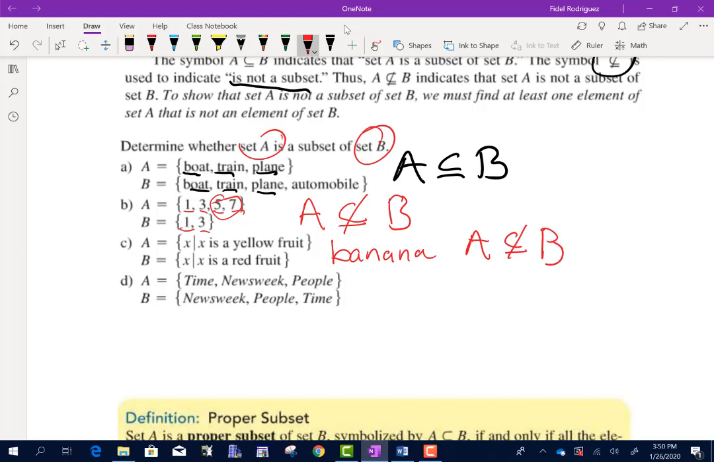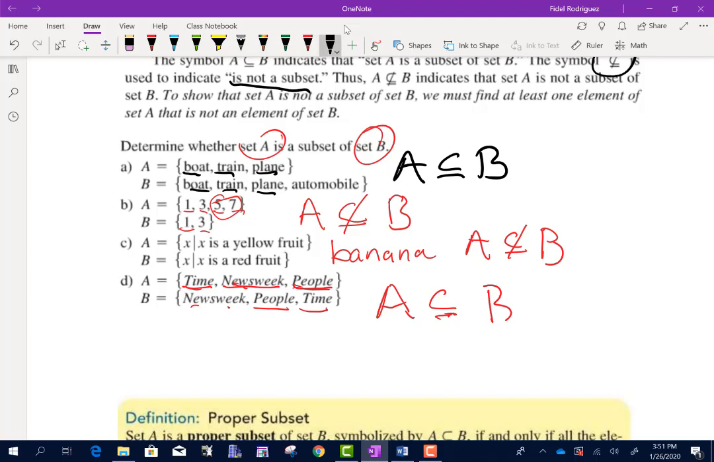Some people might say, well, what about a mango? A mango has both yellow and red, and that's true. But as long as you can find one yellow fruit that is not also red, then it's not a subset, okay? All right, let's take a look at the next one. So we want to know, are all these three guys here also here? Well, here's Time, there's Time. Here's Newsweek, here's Newsweek. Here's People, yep, there's People. So yes, A is a subset of B, okay?